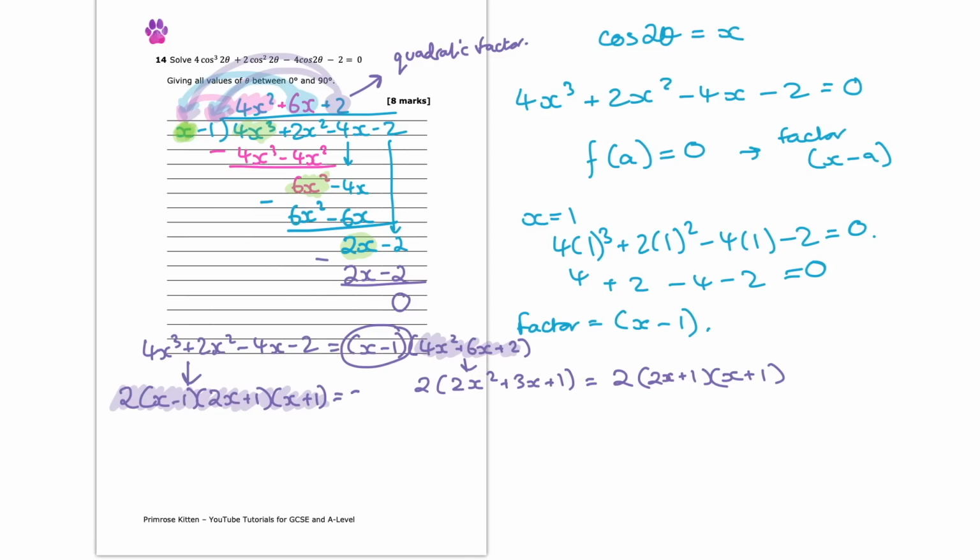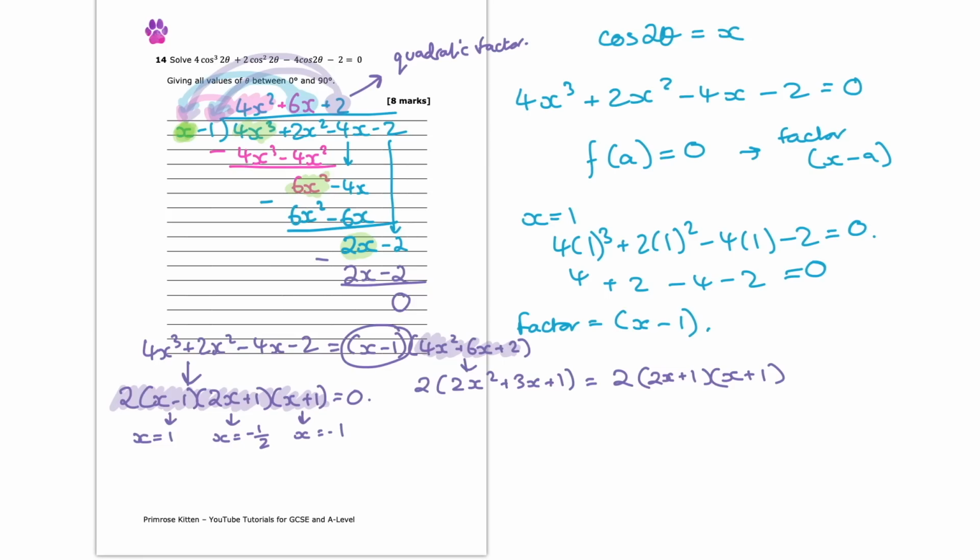And that is equal to 0. So we're not done yet, okay? If we factorised it, we want the solutions now, okay? And the solutions, we're going to get 3 of them. We've got x equals 1, we've got x equals minus 1/2, and we have got x equals minus 1.